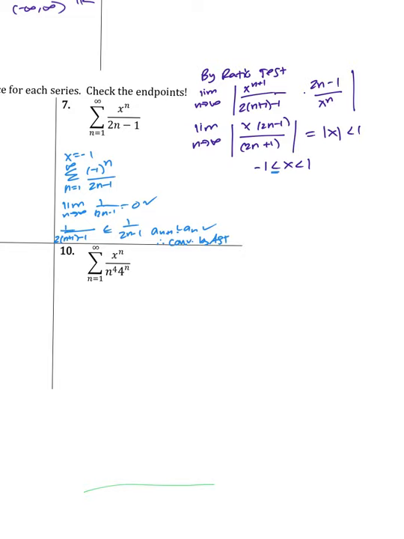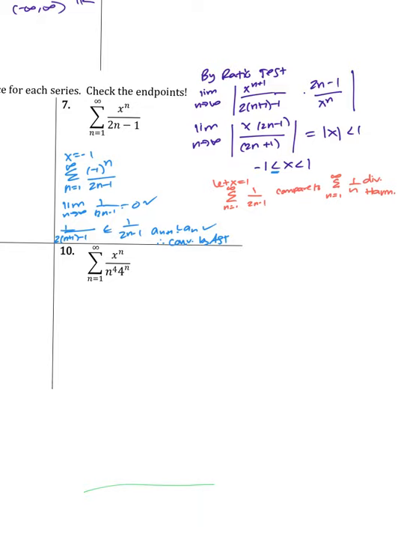Now I'm going to see what happens when x is equal to 1. So let x equal 1. This becomes the sum from n equals 1 to infinity, and 1 to the n is just going to be 1. So 1 over 2n minus 1. This looks a lot like 1 over n. I have a feeling that this is going to diverge, but to be sure, I need to use a comparison test. So I'm going to compare to the sum from n equals 1 to infinity of 1 over n, which diverges because it's the harmonic series. I don't have to prove that, I can just state it.